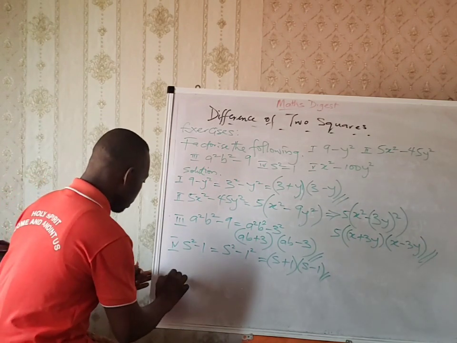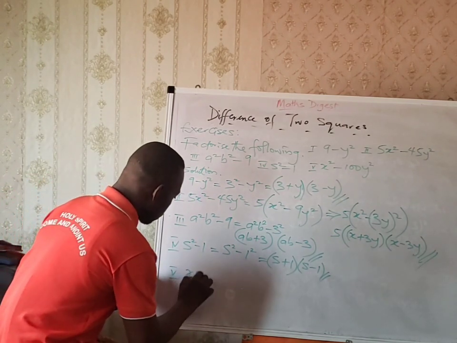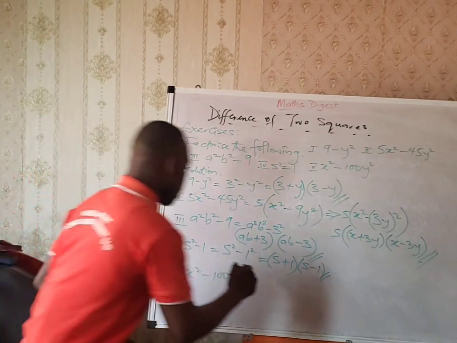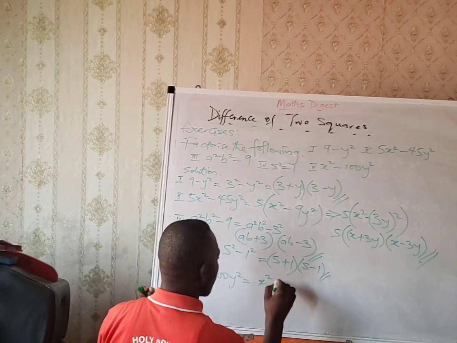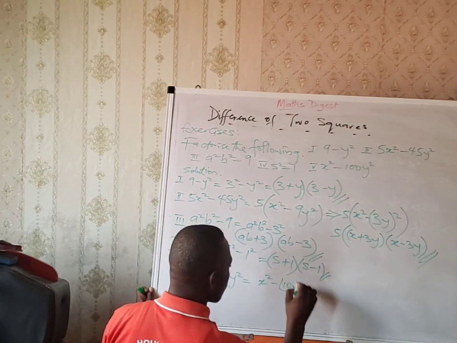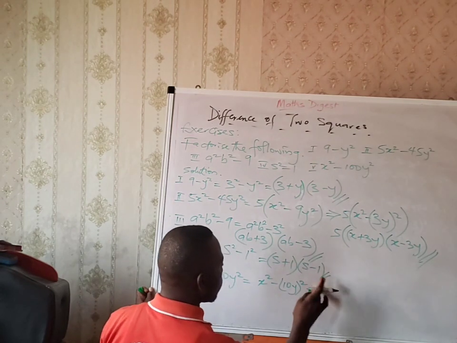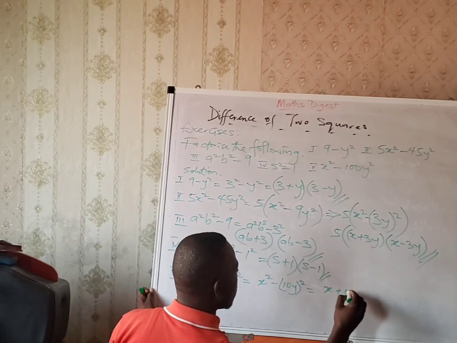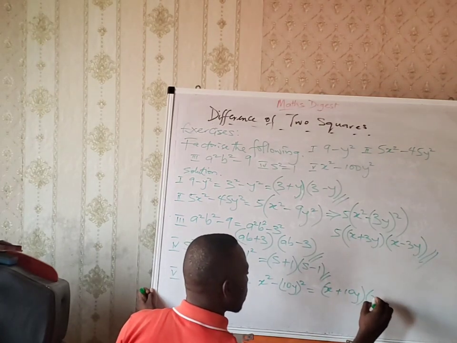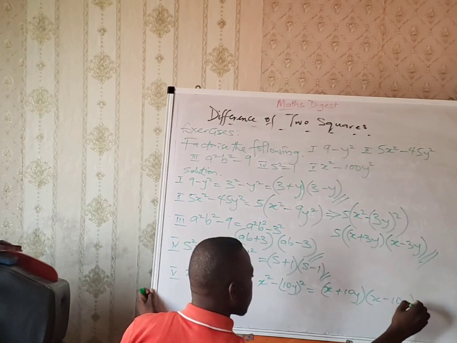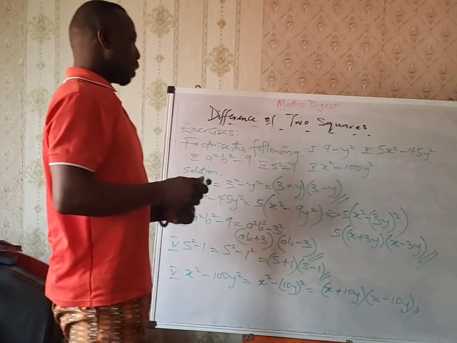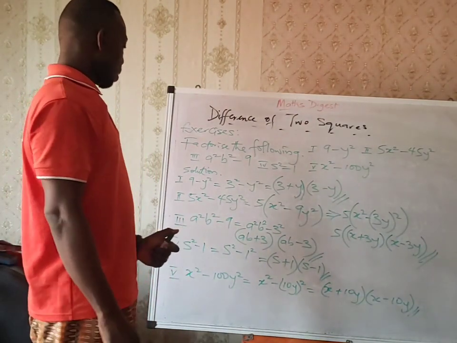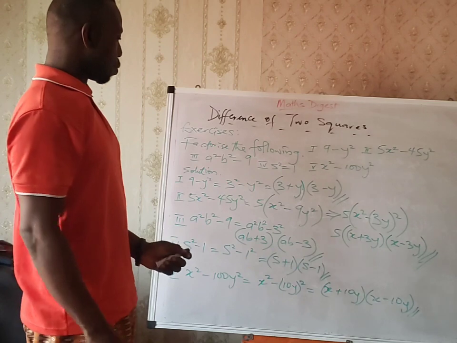Then coming to the fifth one, we have x squared minus 100y squared, and this will simply lead us to x squared minus 10y all squared. Coming from here now we can say x plus 10y, x minus 10y. So this is the desired solution equally. With this I believe we can use it to understand difference of two squares.